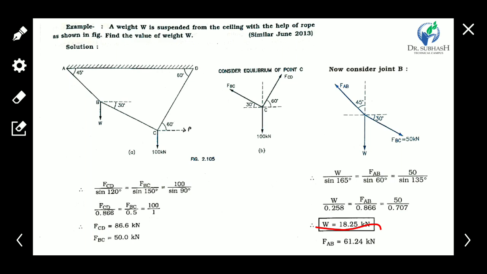We find out with the help of Lami's theorem. So this is the application of Lami's theorem. With the help of that, we find out any force if we know the angle of forces between these three forces. But the limitation of Lami's theorem is that it is applicable if and only if three forces are there. If four forces are there, then it's not applicable. Lami's theorem is not applicable for that system.